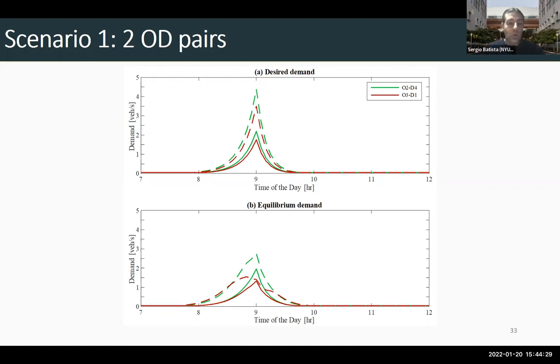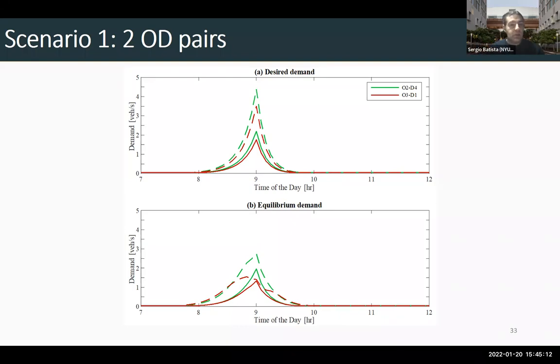In this scenario one, we have just two OD pairs with six paths, in which we have considered two different demand levels. So the solid curves represent free flow states or less congestion in the network. And then for a second demand level, we increase the level of congestion in the network. And here on top, we see our desired demand. So this represents how the demand evolves as a function of the desired departure time.